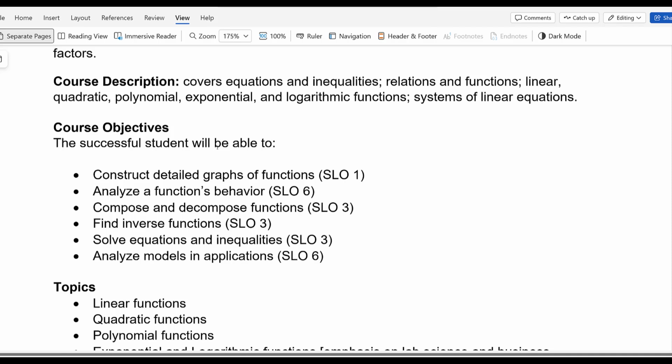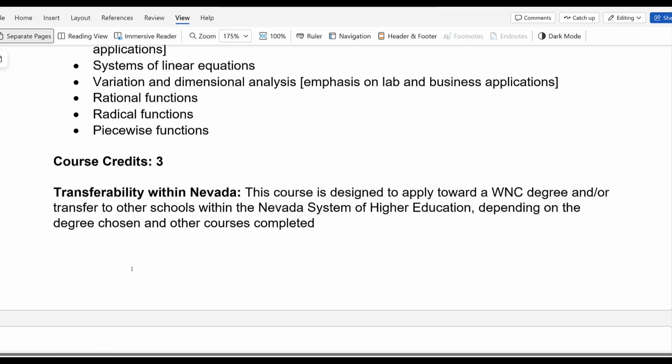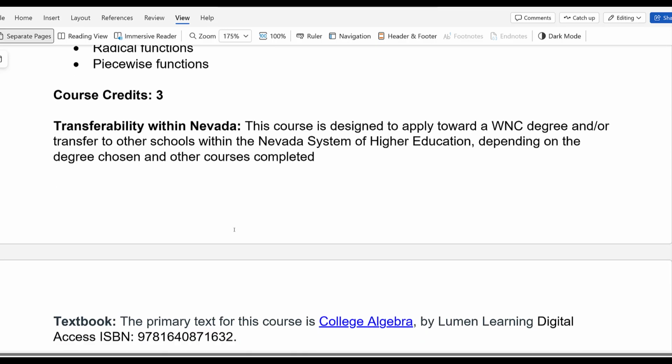So course objectives: a successful student will be able to construct detailed graphs of functions, analyze a function's behavior, compose and decompose functions, find inverse of functions, solve equations and inequalities, analyze models and applications. Here are the topics: linear functions, quadratic functions, polynomial functions, exponential and logarithmic functions, systems of linear equations, variation and dimensional analysis, rational functions, radical functions, and piecewise functions. 3-credit course. This course is designed to apply towards a W&C degree and or transfer to other schools within the Nevada system of higher education, depending on the degree chosen and other courses completed.